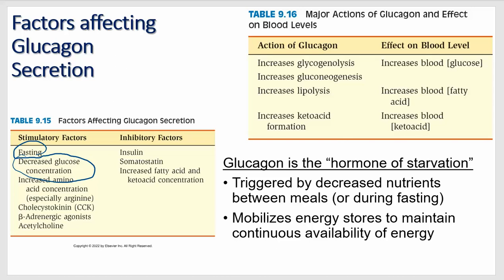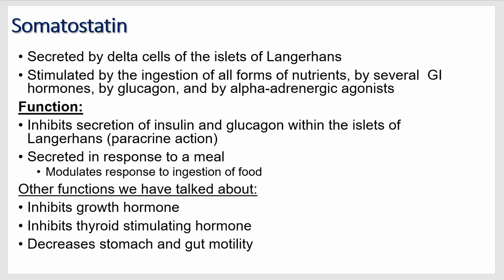Those are the kinds of things to remember. So glucagon is the hormone of starvation, triggered by decreased nutrients between meals or during fasting, and it mobilizes energy stores to maintain continuous availability. So the action, we just went through those: breaking down fats and releasing glucose in its purest form.